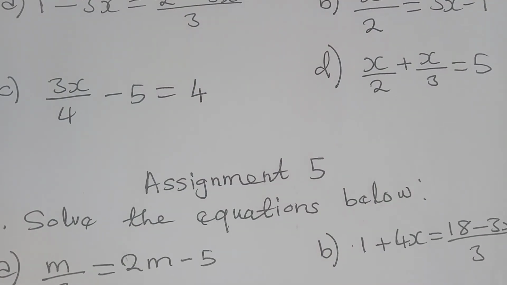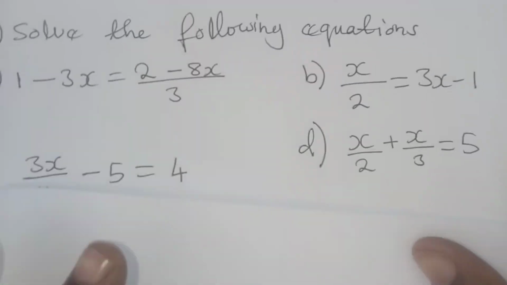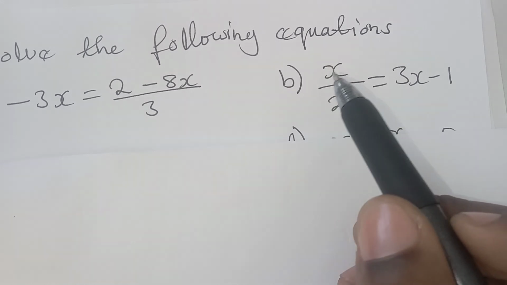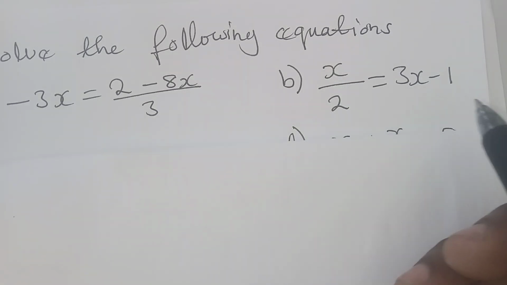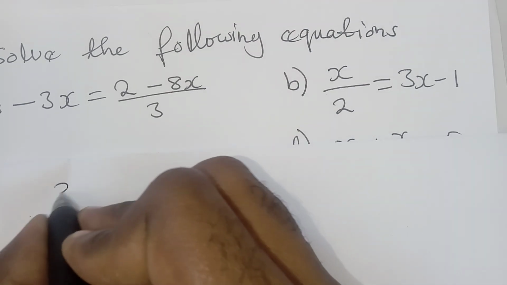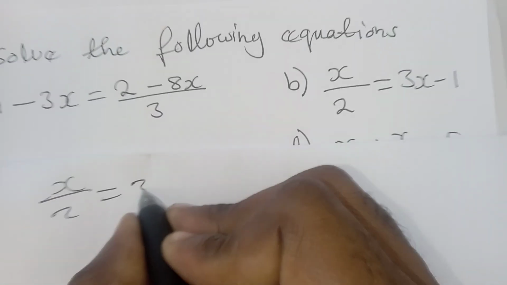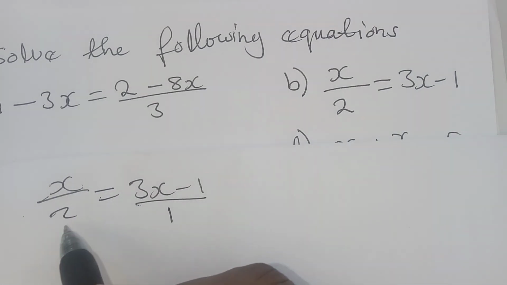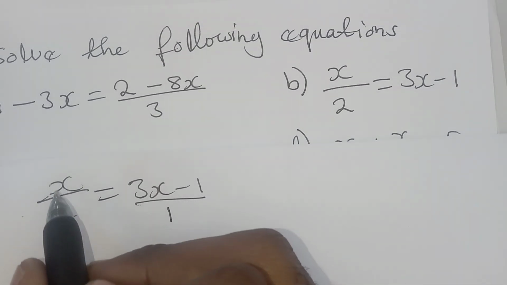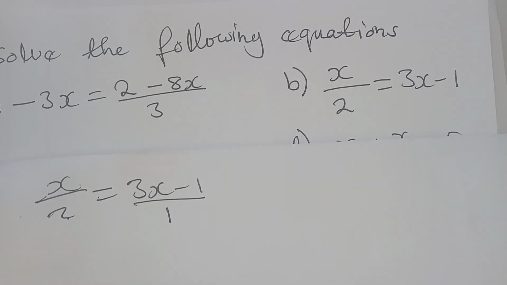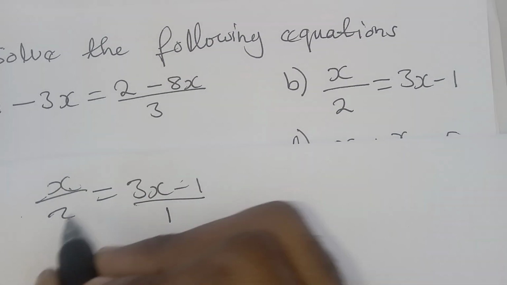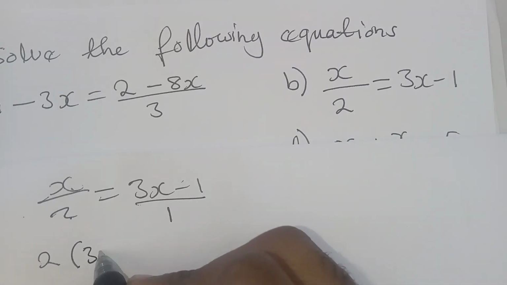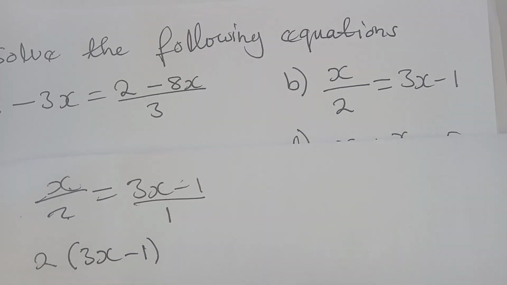So let's solve the second one. The second one has equally been expressed in such a way that we have a fraction on one side and then a non-fraction on the other side. So when you have x over 2 is 3x minus 1, you can just put over 1 here and cross multiply like this. So you can say this multiplied by this, whether you start with this or with that, it won't change anything. The choice is all yours. Just pick the path which will make your work easier.